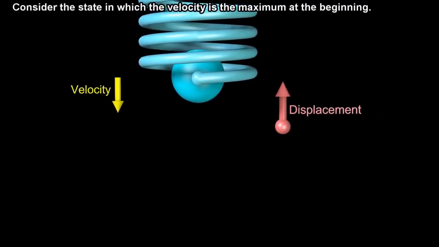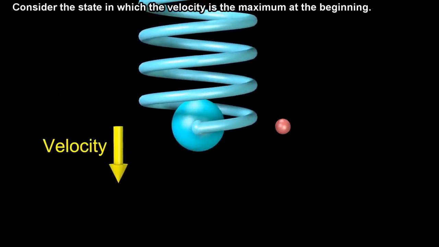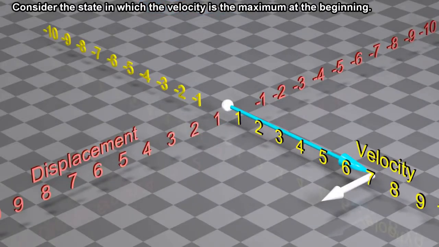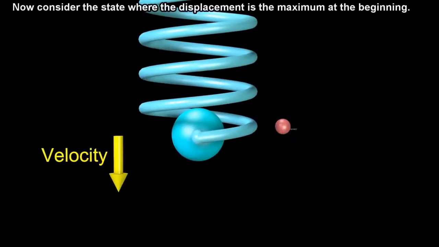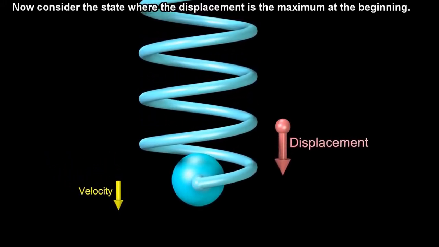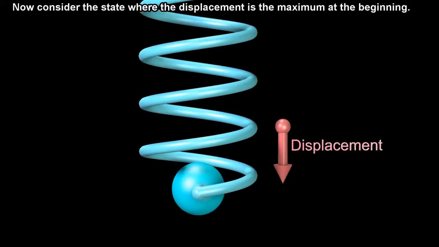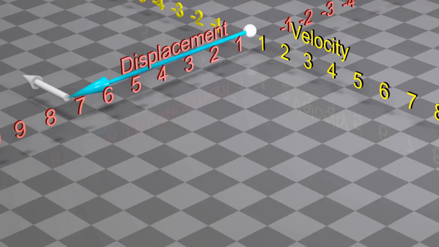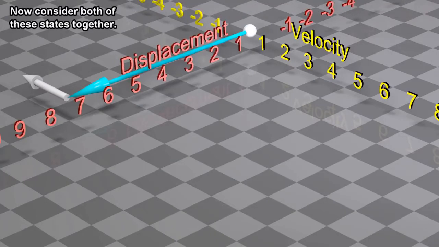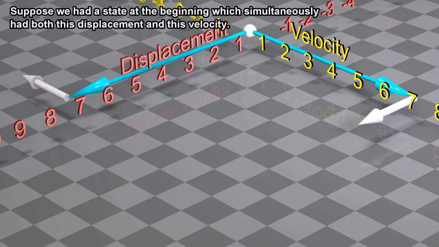Consider the state in which the velocity is the maximum at the beginning. Now consider the state where the displacement is the maximum at the beginning. Now consider both of these states together. Suppose we had a state at the beginning which simultaneously had both this displacement and this velocity.